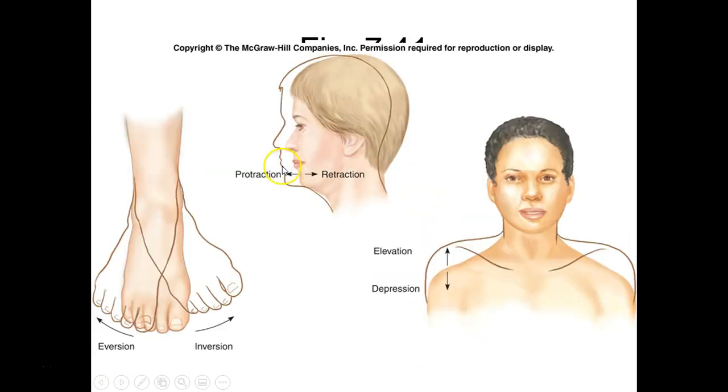There's protraction and retraction. So poking your chin out would be protraction. Bringing it back would be retraction. You can do that with your shoulder blades, too. Also, with your shoulder blades, you can do elevation, depression. Can you do that with your mandible? Can you elevate your mandible, depress your mandible? Yeah. Inversion, eversion, we talked about on the last test.